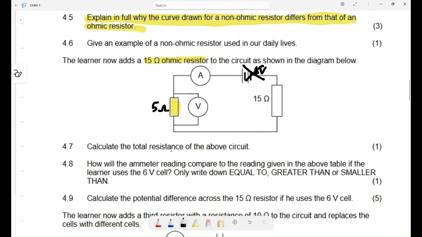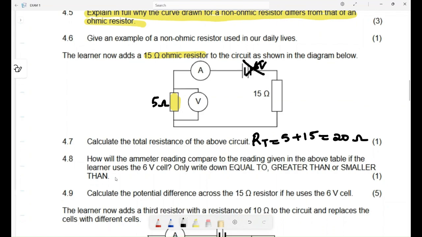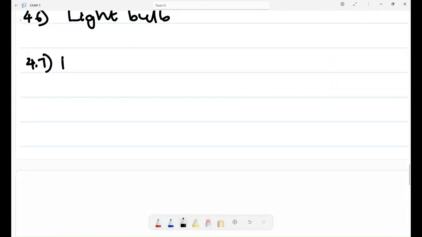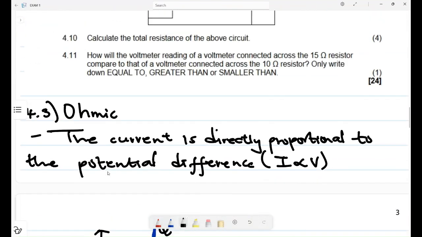Calculate the total resistance of the circuit. You all agree with me that our total will be the 5 ohm that we calculated plus the 15 ohms that was added. RT is going to be 5 plus 15, which is equal to 20 ohms.